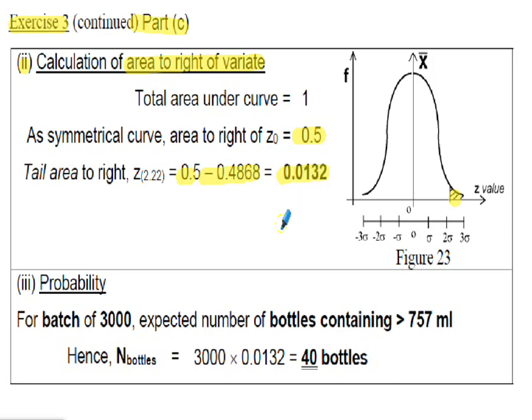It's a probability. So step 3, the probability calculation here, for a batch of 3,000 bottles, the number of bottles containing greater than 757 millilitres would be 3,000 times our probability of 0.0132, so 40 bottles. So from a batch of 3,000 bottles, we would expect 40 of them to have contents greater than 757 millilitres, assuming the batch is normally distributed.